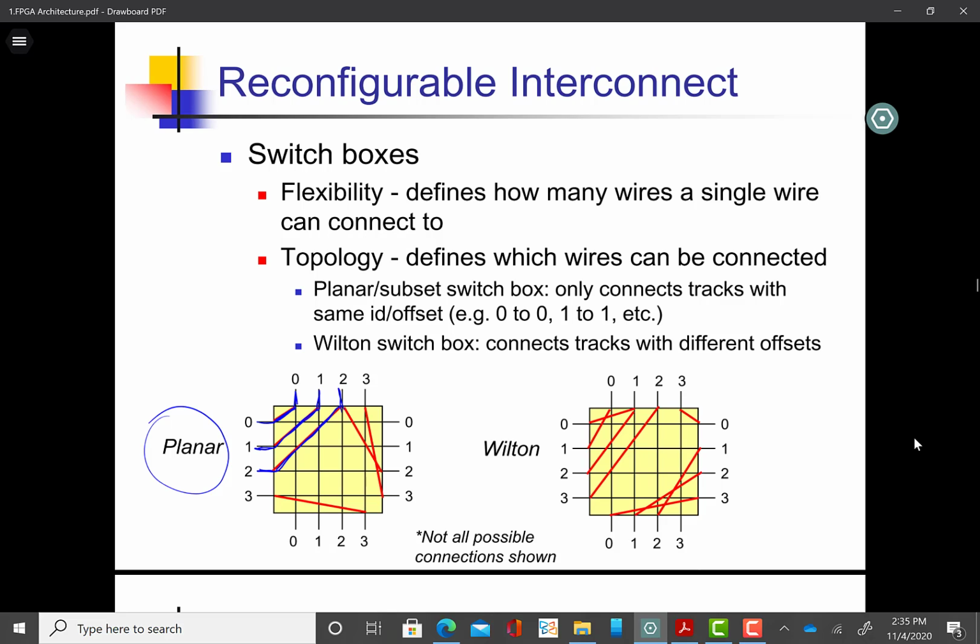And then we have a Wilton switch box. A Wilton switch box connects tracks with different offsets. So for example, it can connect 0 to 1 or 1 to 0 or 2 to 1 or 1 to 2 or 2 to 3. So this is a different topology than the planar topology.